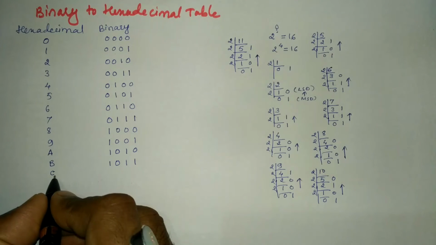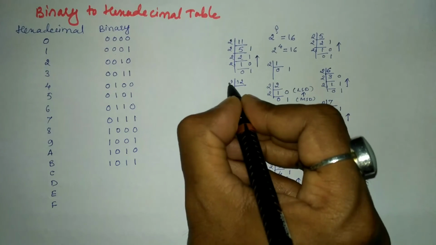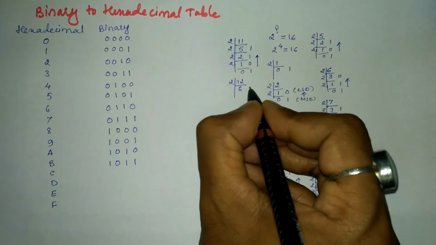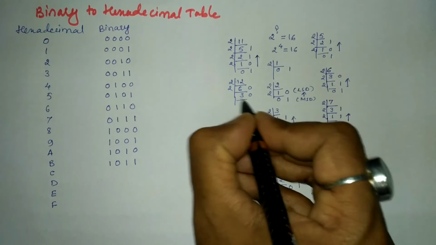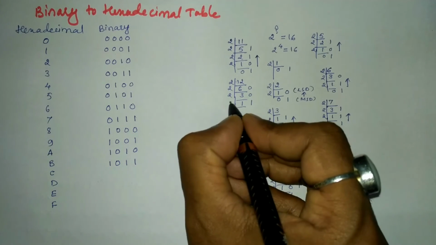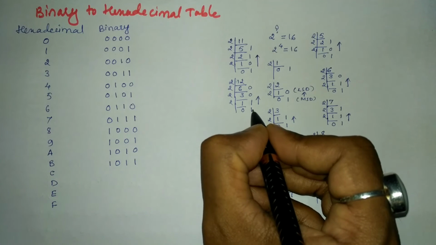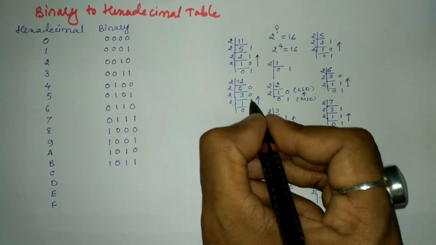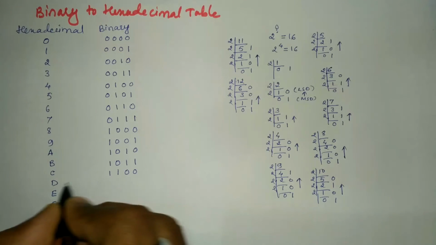Next C will become 12. Here I'll write 12 divided by 2. 2 6s are 12. Remainder is 0. 2 3s are 6. Remainder is 0. 2 1s are 2. 1 is the remainder. 2 zeros are 0, 1 will become the remainder. So here C represents 1, 1, 0, 0. So C is 1, 1, 0, 0.